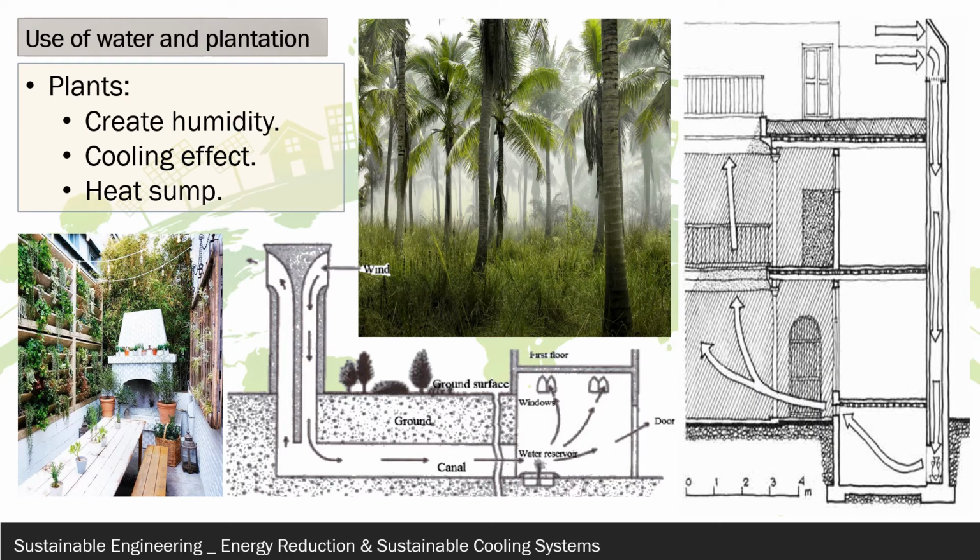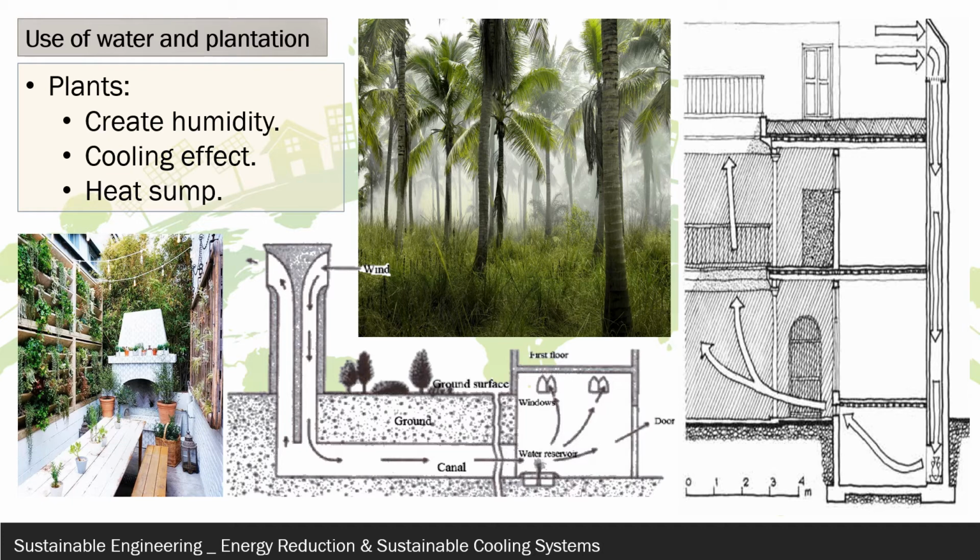The use of water and plantation within a structure can greatly increase the velocity, which you'll see in the last slide. Using plants to create humidity and add cooling effects within the building can greatly enhance the movement of airflow. As you can see on the far right hand side at the bottom, the wind catchers catch the airflow higher up and channel it down to the bottom of the building.